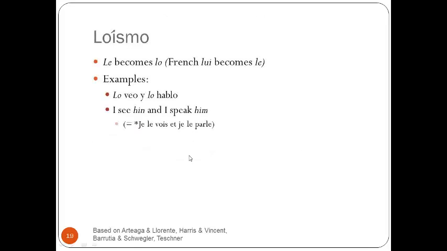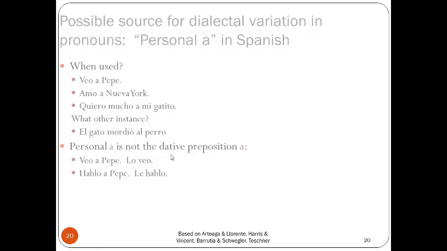All right, let's see some examples. Le becomes lo. French lui becomes le. Lo veo y lo hablo, which for most speakers is completely ungrammatical. I see him and I speak him. So in French, je le vois et je le parle.